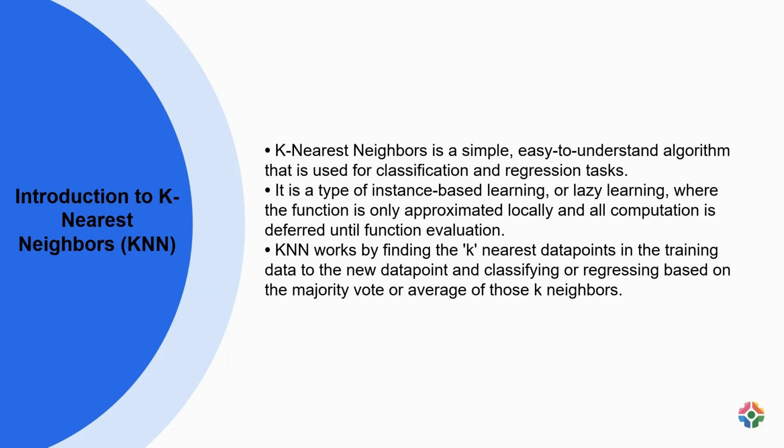In this approach, the algorithm approximates the function solely in the local vicinity, deferring all computations until the evaluation of the function. The operation of KNN involves identifying the k nearest data points within the training dataset to the new data point. Subsequently, classification or regression is executed by determining the predominant class or calculating the average outcome from those k neighbors. For example, in a scenario of classifying emails as spam or non-spam, KNN would classify a new email based on the characteristics of its k closest neighboring emails from the training set, ultimately labeling the new email accordingly.